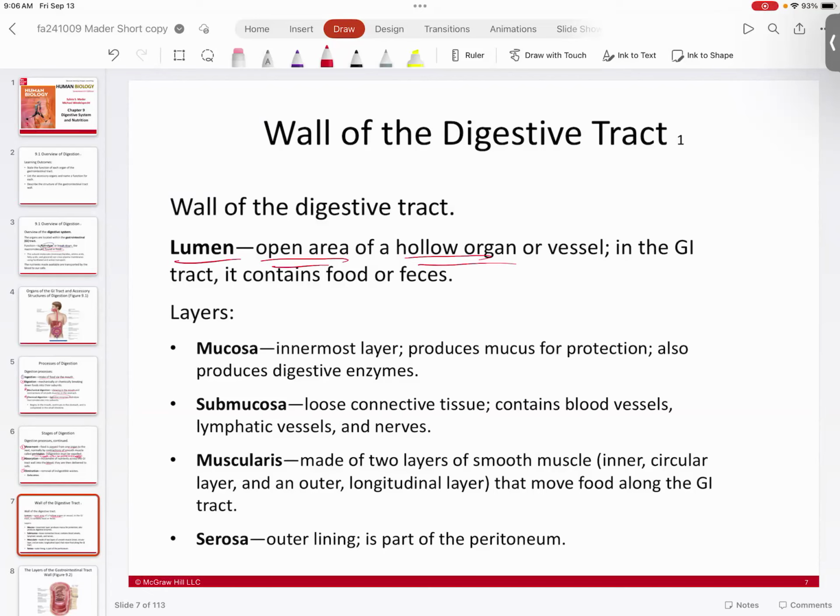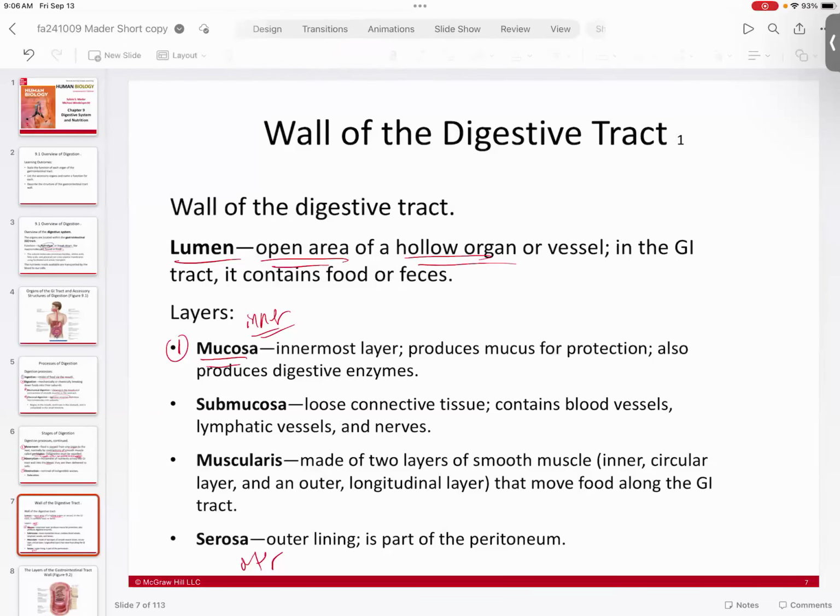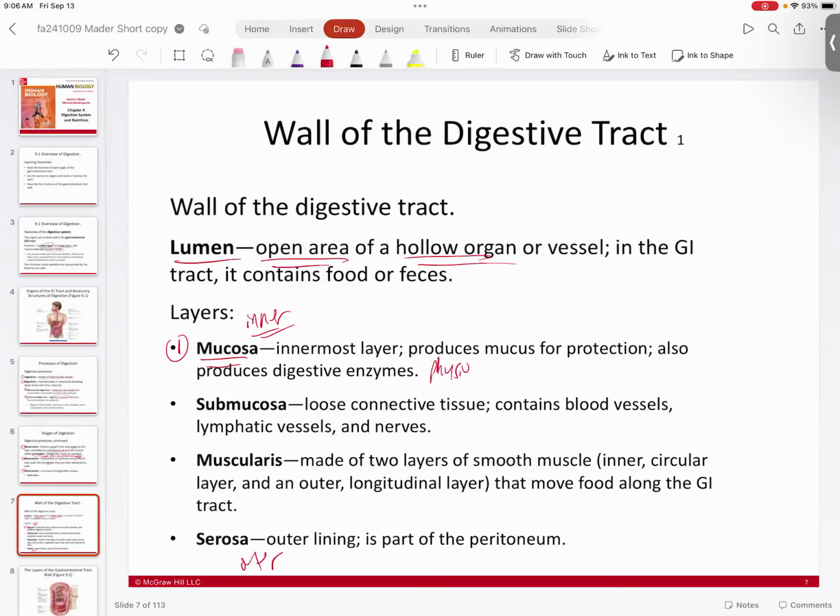Now, there are typical layers associated with the wall of the GI tract. We're going to start off with the innermost layer and move to the outermost layer. The innermost layer is what's called the mucosa. This basically is responsible for doing a lot of different things. I oftentimes will refer to this as the physiological layer. This is the one that's actually doing a lot of the physiological work we associate with the GI tract.